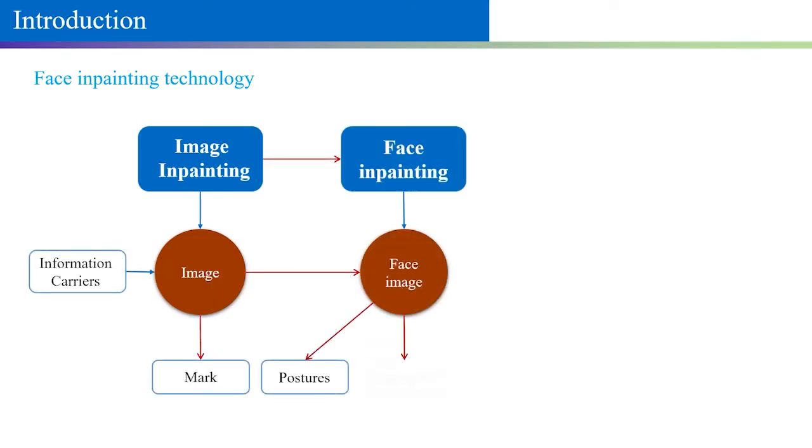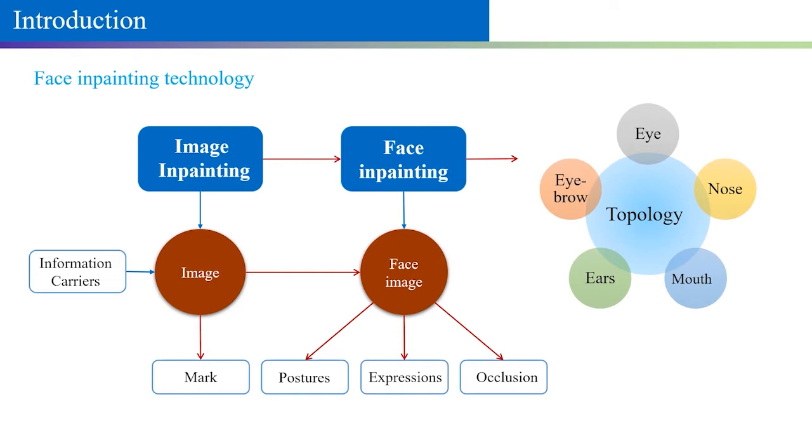Image is one of the common information carriers in all walks of life. Because a large amount of image information is destroyed, editing software that can edit images without leaving a trace is not feasible. Due to different postures, expressions, and occlusion, face inpainting is a difficult task. Therefore, a good inpainting algorithm should ensure the authenticity of the output, including the topology between eyes, nose, mouth, and eyebrow.